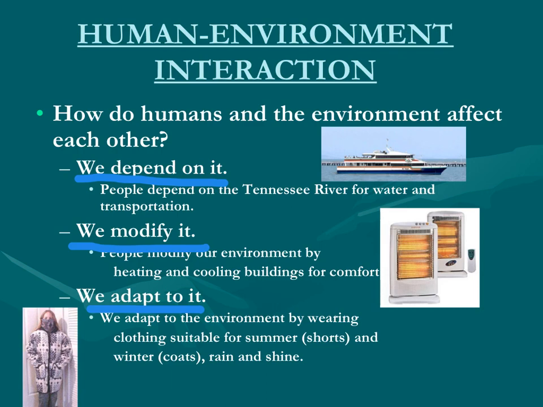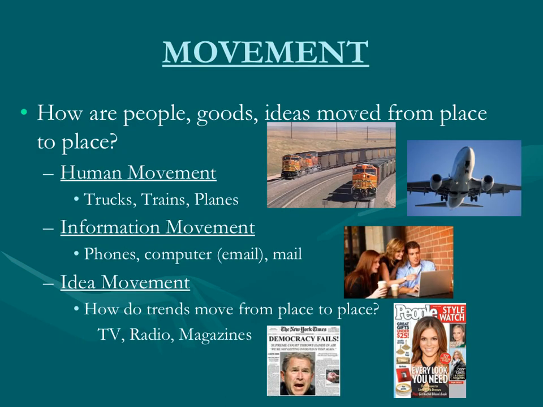So these are the three ways that we interact with our environment. So the third theme is human-environment interaction. The fourth theme of geography is movement, which means how do people, goods, and ideas move from place to place. So the first theme of movement is human movement, meaning how do humans move from place to place.